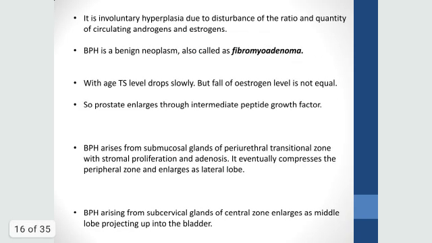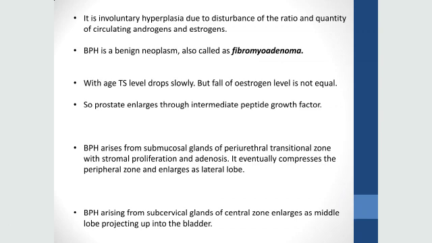It is involuntary hyperplasia due to disturbance of the ratio and quantity of circulating androgens and estrogens. BPH is a benign neoplasm, also called fibromyoadenoma. With age, testosterone level drops slowly, but the fall of estrogen level is not equal. So, the prostate enlarges through intermediate peptide growth factor.